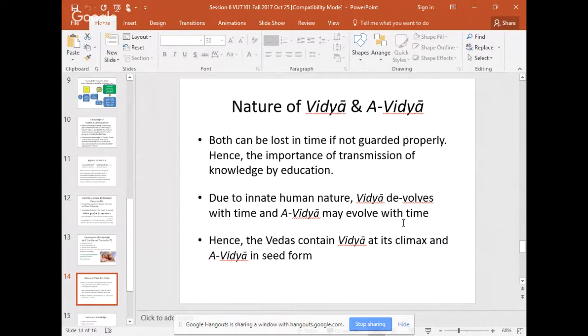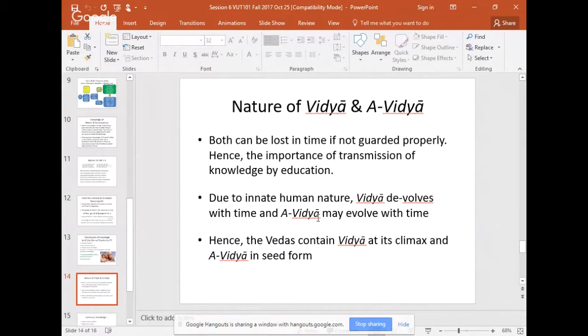We are making tremendous progress in modern physical sciences and technological advances. Avidya is going like anything, almost at geometric progression or exponentially. But Vidya is devolving with time, and that's why this course is important. We want to arrest the decline of Vidya, the spiritual knowledge.